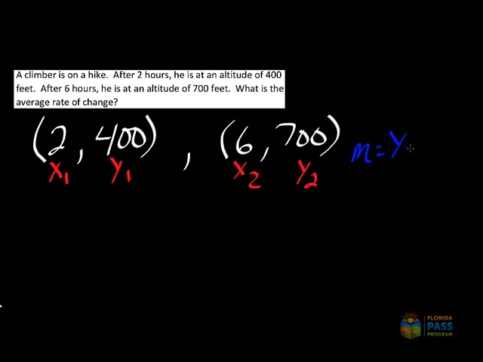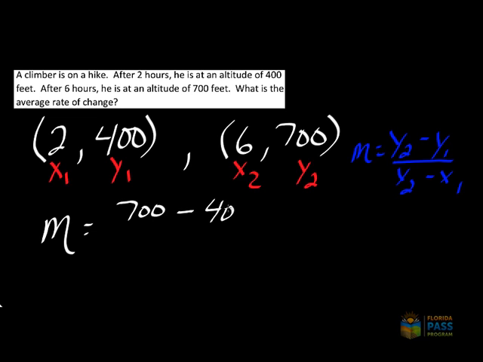M equals y2 minus y1 divided by x2 minus x1. Some of you may get tired of having to write this formula over and over, but I promise you it actually does help to minimize your mistakes. Let's plug in. M equals y2 minus y1 divided by x2 minus x1.